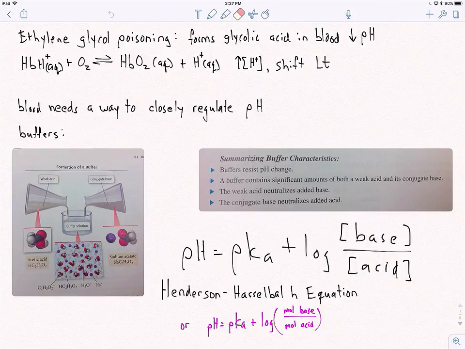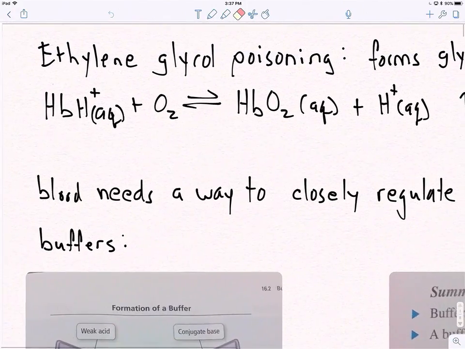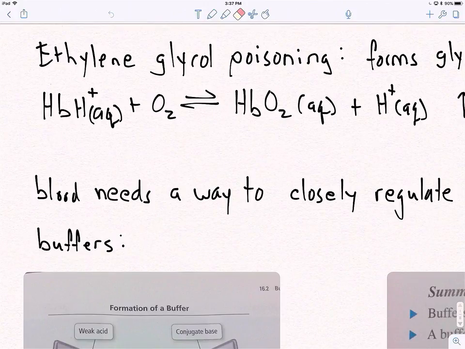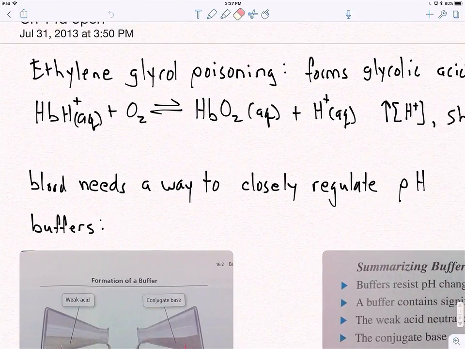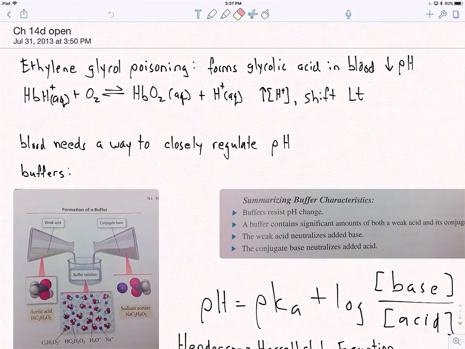So what happens, among other things, is that it also causes your oxygen carrying capacity to go down. If you look at this equilibrium expression, hemoglobin plus oxygen, having too much hydrogen will shift it left, and then the oxygen will not attach to hemoglobin as well.